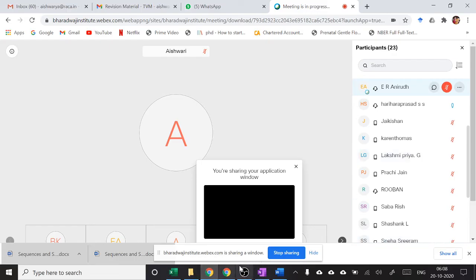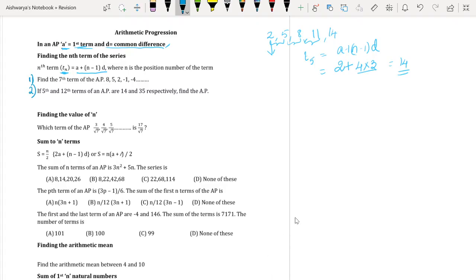Yes, ma'am. Find the seventh term of the AP 8, 5, 2, minus 1, minus 4. So you want to find the T7 term. T7 means A plus 6D, right? A plus 6D, all of you solve along with me simultaneously. A is 8, plus 6 into D. What will D be? It is a decreasing AP, 8 then 5, so it is minus 3. So you have 8 minus 18. So the answer is minus 10.